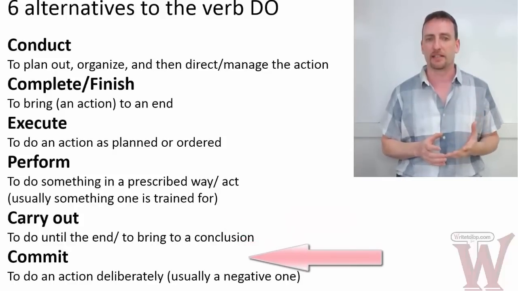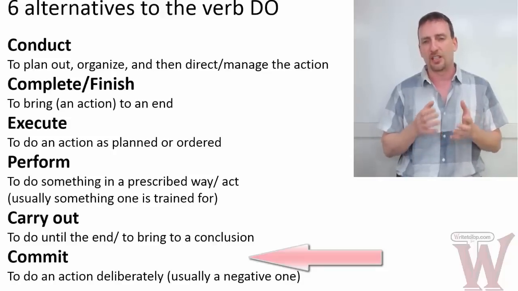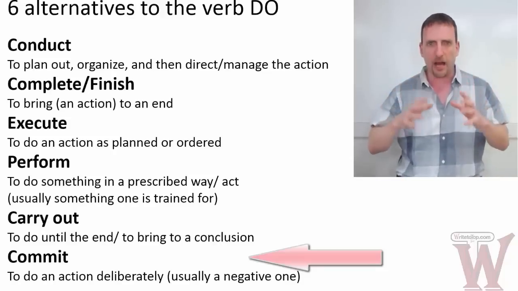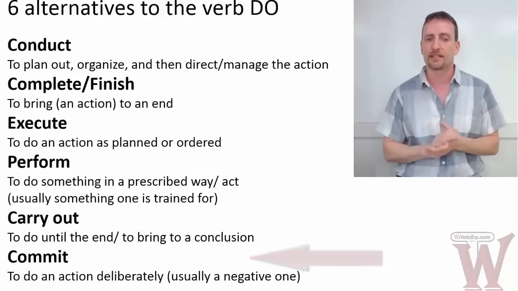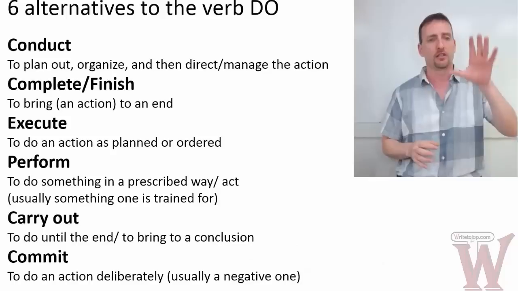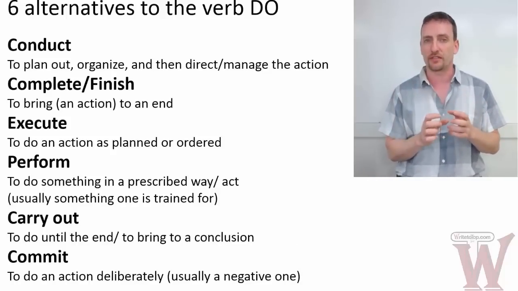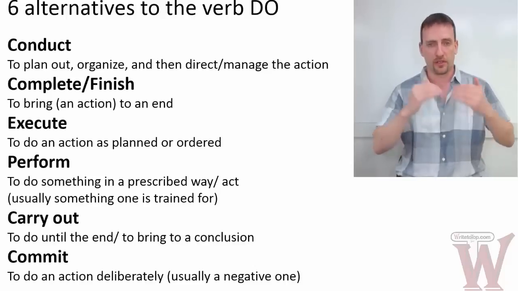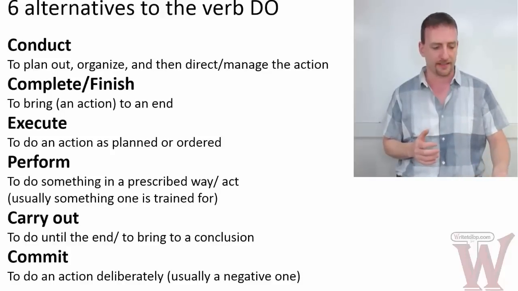Last, we have commit. To commit means to put your full intention into something. Usually we use this verb with negative actions. You put your full mind to it, you have intention, and then you do it, and again, usually something negative. So now we're going to look at each of these words individually. I'm going to show you some collocations, some other words that they are used with, and then we're going to look at a sample sentence. Eventually we're going to go back to our original two sentences and see how they can be better.